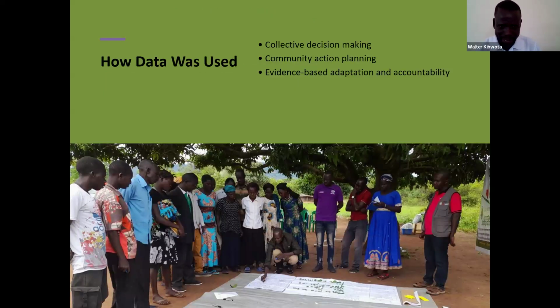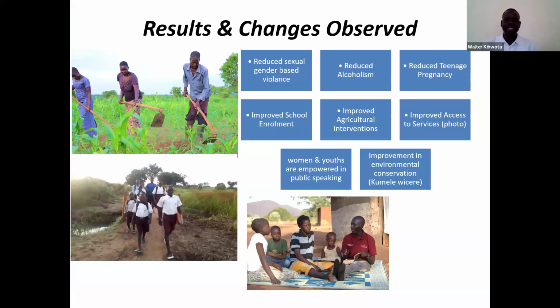We were trying to look at how data can be used, the importance of data. When you see people down here, this is during community problem identification. They did the ranking, and they were amazed that through the ranking they generated the data, and that data helped them in collective decision making. That has helped them in community action planning, and in evidence-based adaptation and accountability, because it will remain as a base: the community already agreed that this is the major problem and this is what we have to work on. They have it in their files.